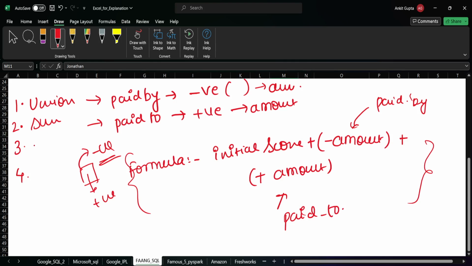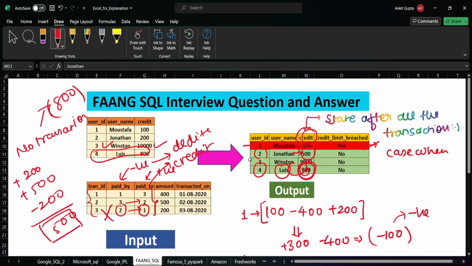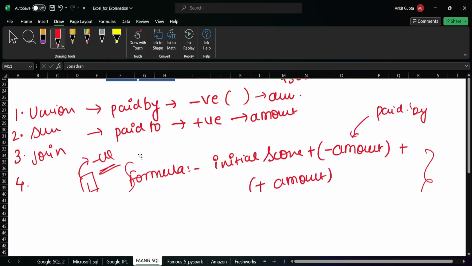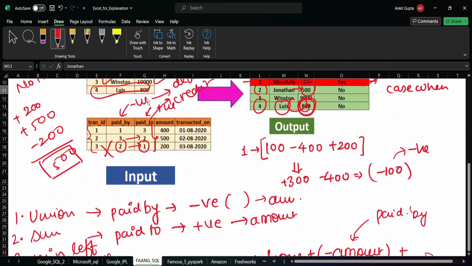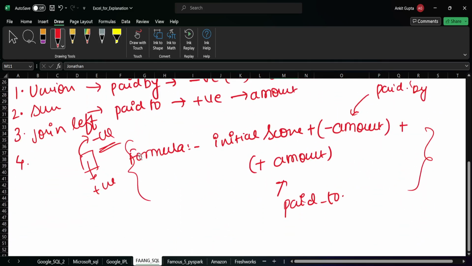Third step is joining the table. Why join? Because if we join, then we will get this information, username, and wherever we don't have any transaction, those records we also need, right? So that's why we need a left join, if we consider this user table on the left side. And then fourth, we can use the case when statement to get our required output. So these are the four steps in which we can solve this problem.